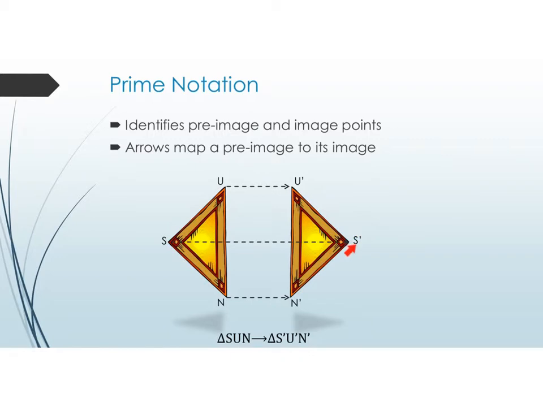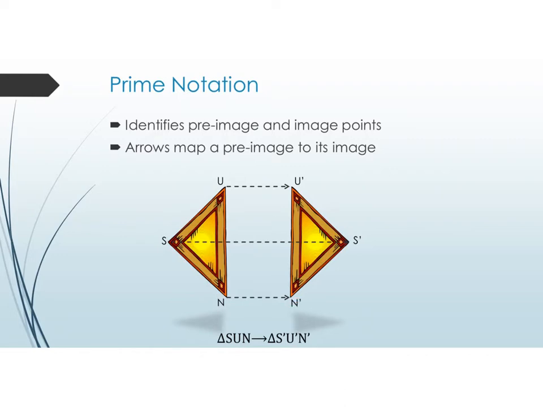S prime, that's that little mark there. That means S prime, U prime, N prime. Those are after you move the image. That's where the new points are. So U becomes U prime when I flip it. S becomes S prime when I flip it. N becomes N prime when I flip it. Again, that little bitty mark's called a prime mark. You can see it right there.